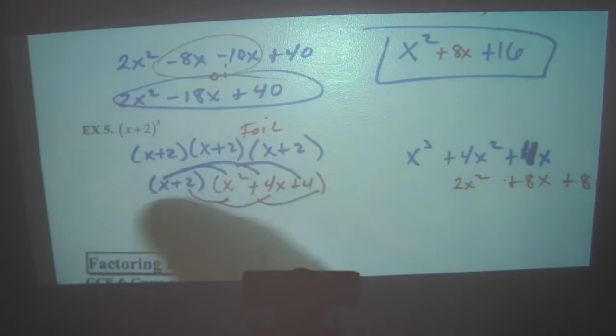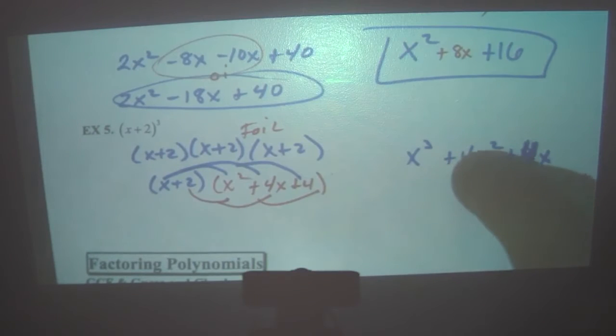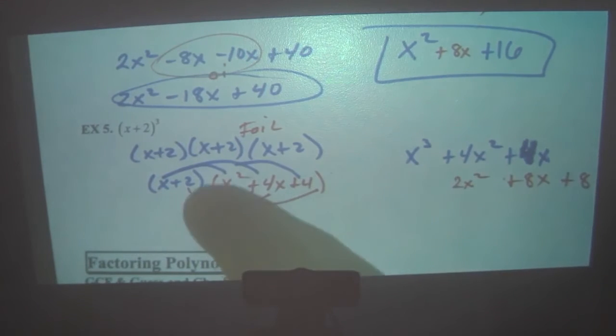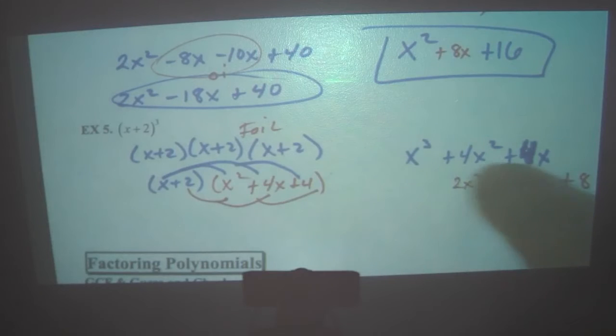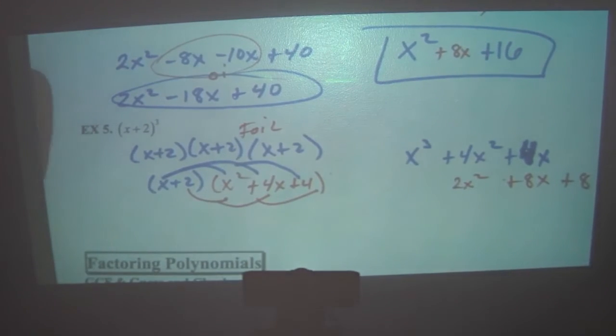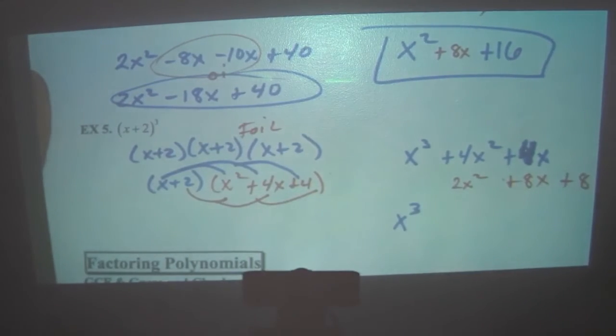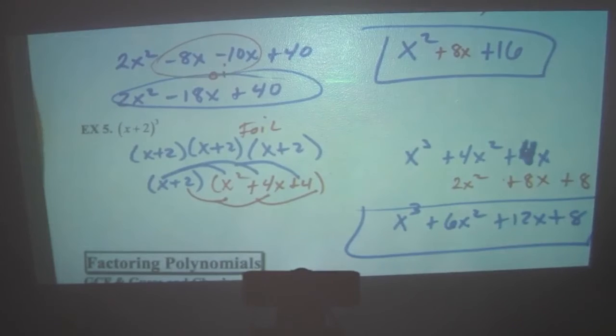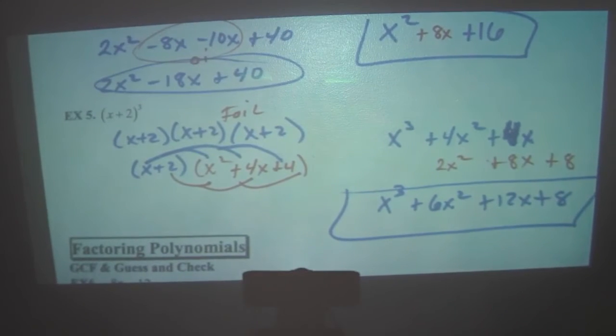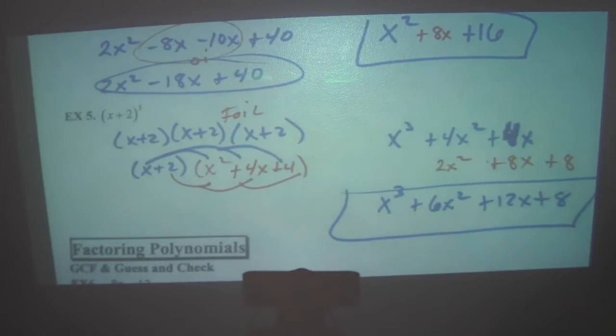So I've distributed the x to each term. I got x cubed plus 4x squared plus 4x. Then I took 2 times each one. I got 2x squared, 8x plus 8. Now I just add down. Combine my like terms. That's x cubed. 2x squared plus 4x squared, that's a 6x squared. 4x and 8x, that's 12x, and then plus 8. Boom. That thing is done. Bada boom. Bada bing. Easy peasy.